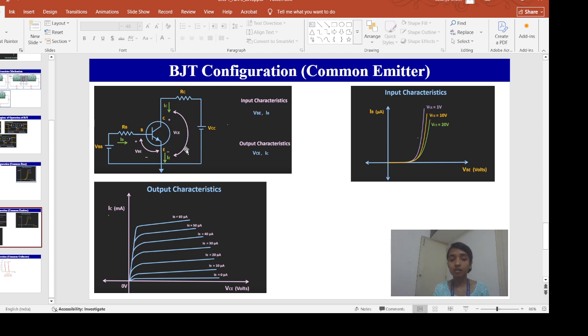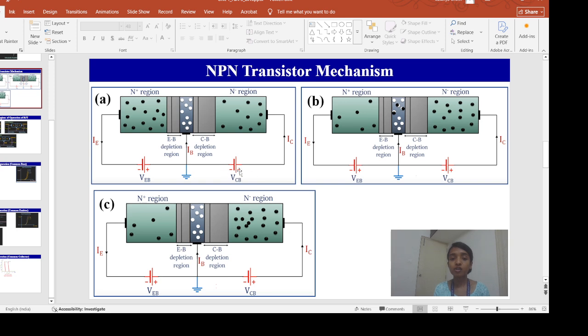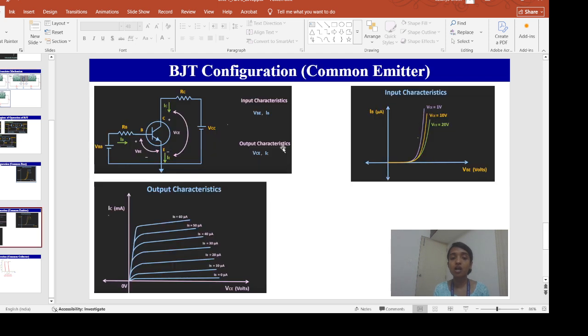Now this voltage will be VCE instead of VCB when we are discussing the common emitter configuration. You can see as we keep on increasing this VCE from 1 volt to 20 volt, the base current is reducing and it is very less. That is why the value is in microampere.